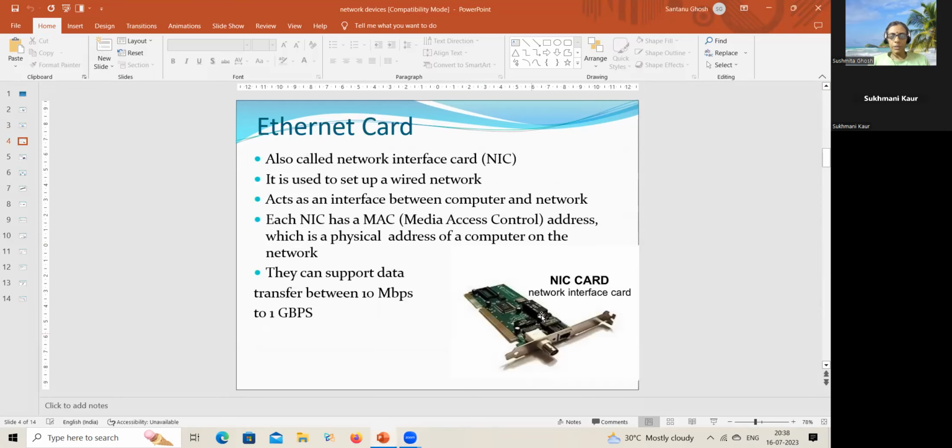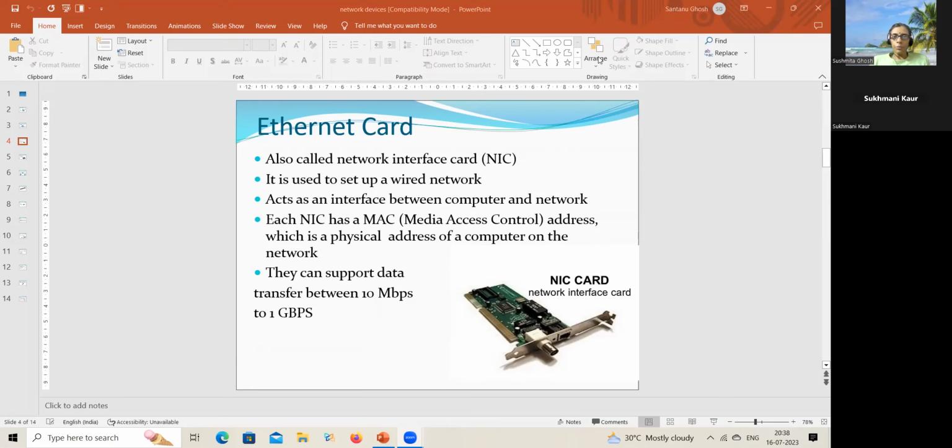Then if you see the diagram here, the picture here, that's my network interface card. If you see this point, this is my port where I'm attaching my RJ45 cable. This is called my LAN card, and I am attaching my network cable, the LAN cable, RJ45 cable, here. So this device is making my system capable of connecting to the network. If I have a system and I don't have a LAN card, NIC card, then my system cannot be part of any network.